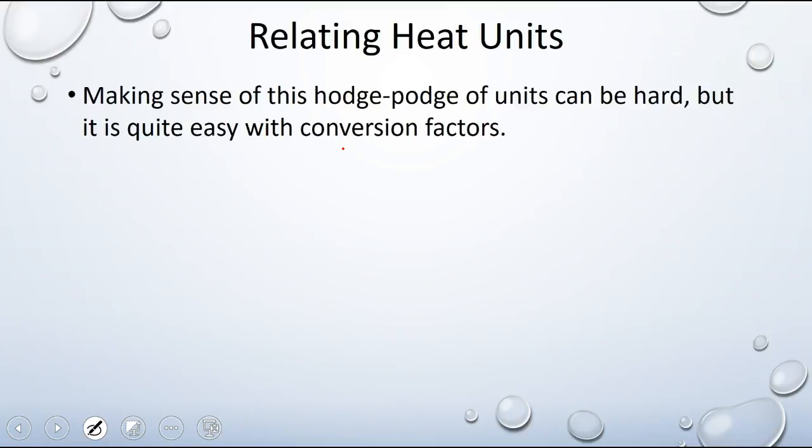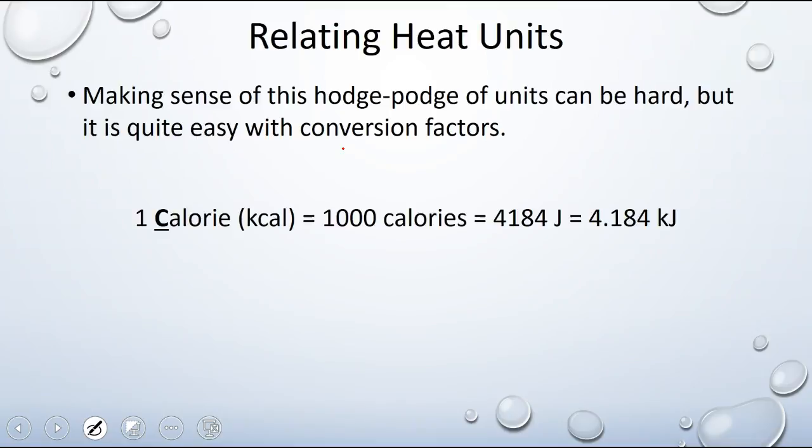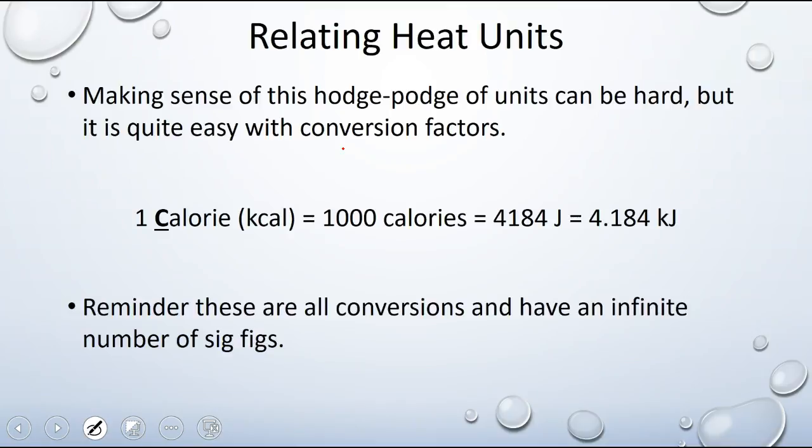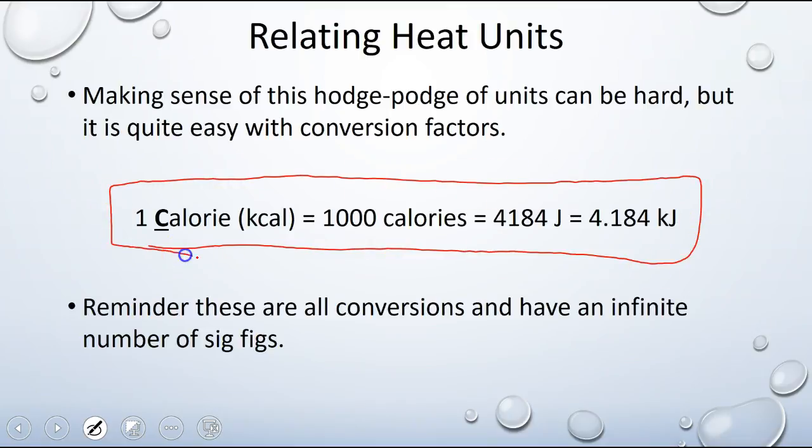Okay? So relating heat units. Making sense of the hodgepodge of units can be hard, but it's quite easy with the conversion factor. So 1 big C, or kilocalorie, is equal to 1,000 calories, and that is equal to 4,184 joules, which is equal to 4.184 kilojoules. And that makes a whole lot of sense when we think about this. This is just a big long conversion factor. All of these things are equal to one another, so we could transfer from one to the other. It doesn't really matter. We don't have to have all of them.